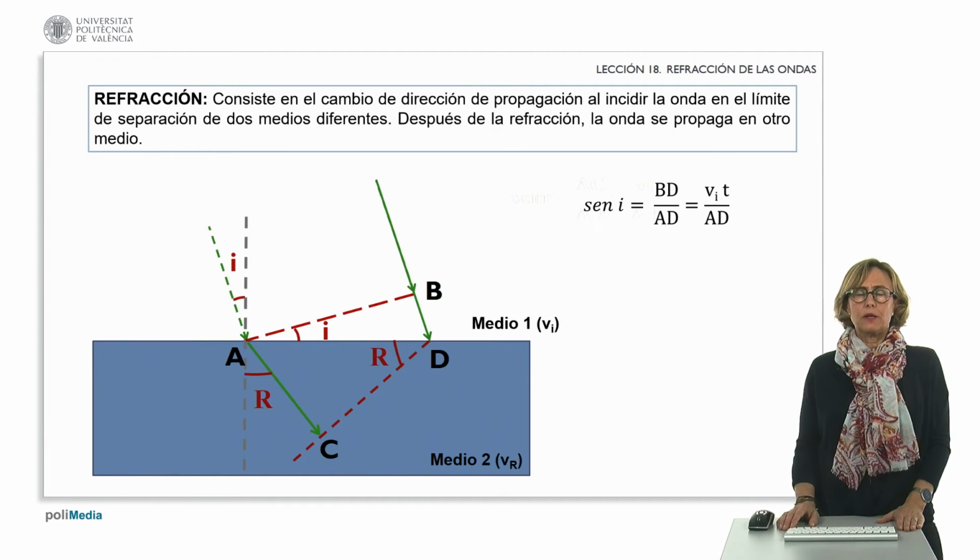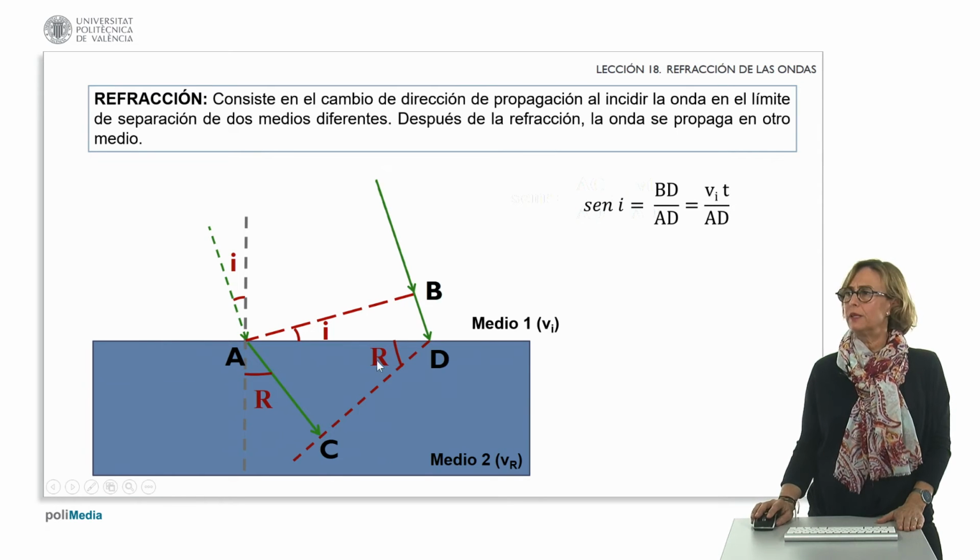Let's see the mathematical formulation of this phenomenon. Well, let us consider the sine of the angle of incidence, taking into account the triangle ABD. The sine of i can be expressed as the opposite leg BD divided by the hypotenuse, which is AD. The distance BD will have been traveled in a time t, and the velocity in that medium is Vi.